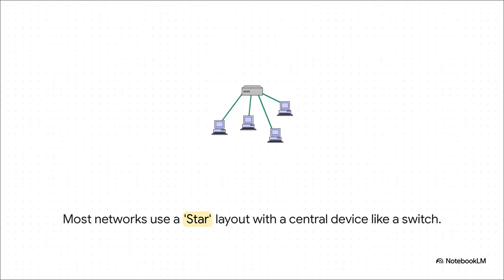And this is pretty much how it's all wired up. Most home and office networks use what's called a star layout. You've got this central device, a switch or a router, and everything else connects directly to it. It's a really smart design, because if one of those connections fails, it doesn't take down the whole network. It just affects that one device.